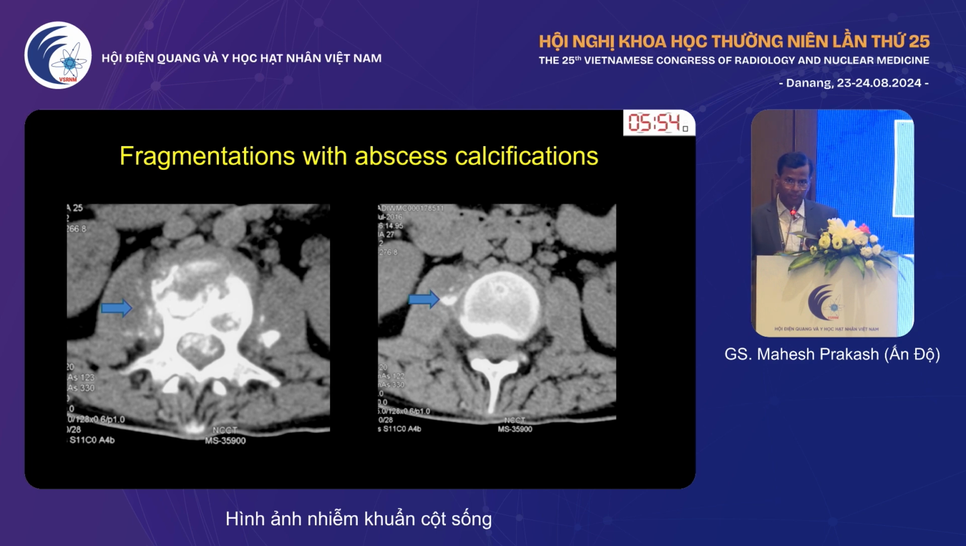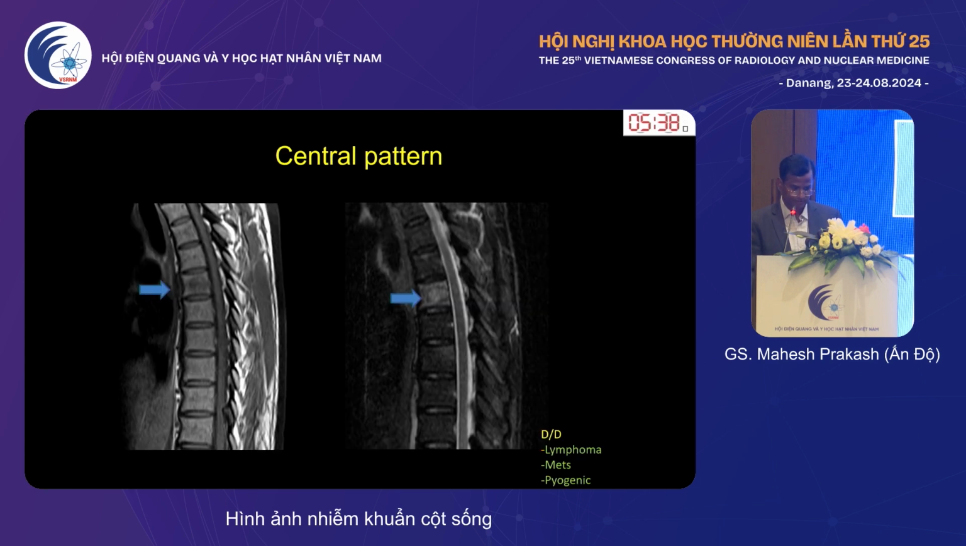Another important feature to differentiate is calcification in the infection, and you can see the abscess formation or the inflammatory tissue, which shows calcification. The chance is that this is most likely tuberculosis.